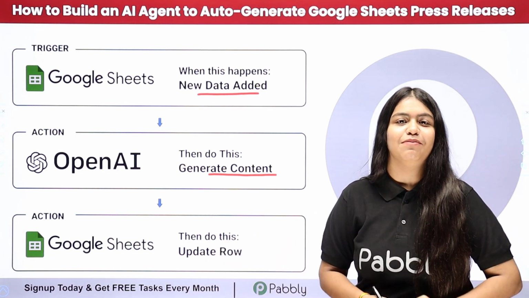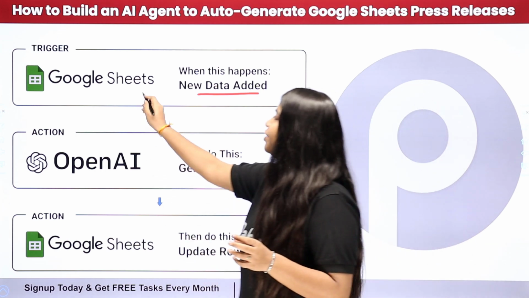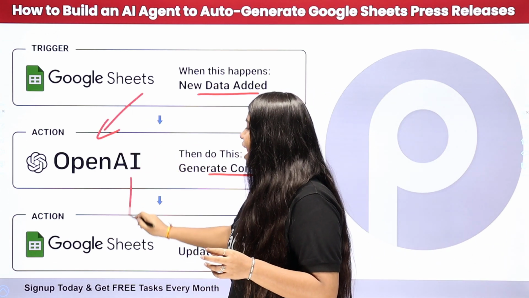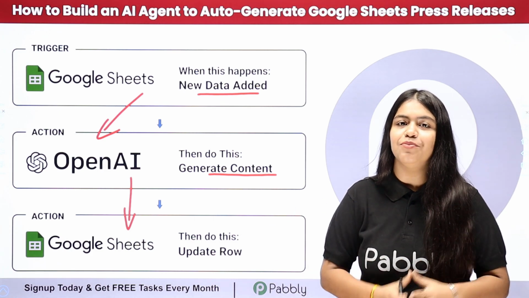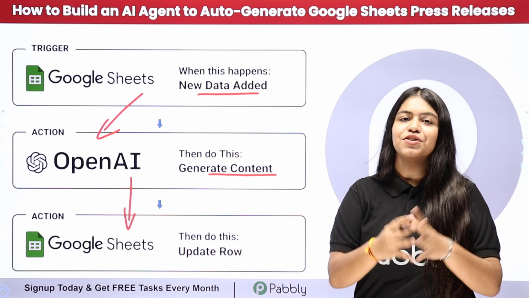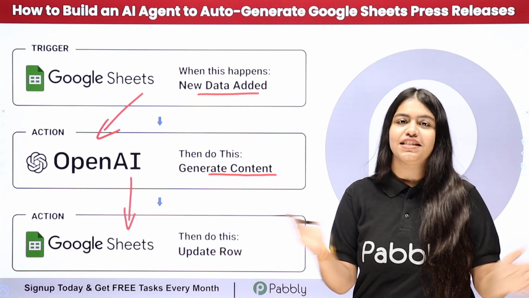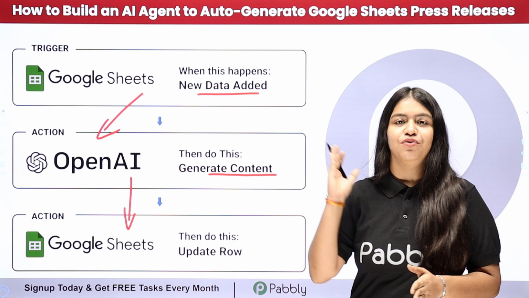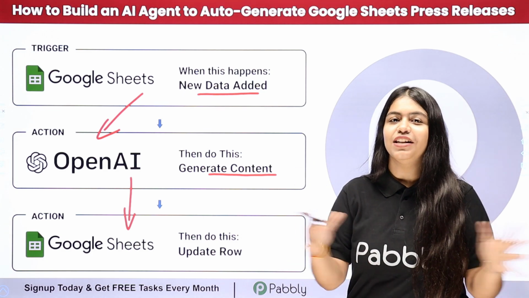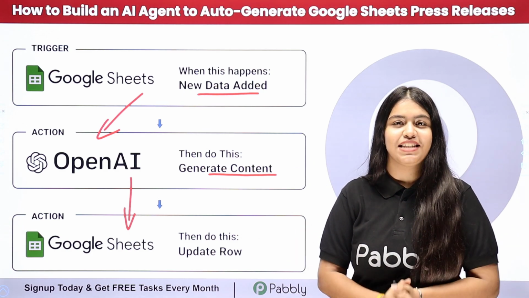So to do this, we are simply going to create a connection between Google Sheets, my AI agent, and then Google Sheets. And to create this connection without knowing any programming or coding language, we are going to use Pabbly Connect. It is an amazing automation software. So if you also want to create this amazing automation for your own business, then for that you have to come with me towards my screen.